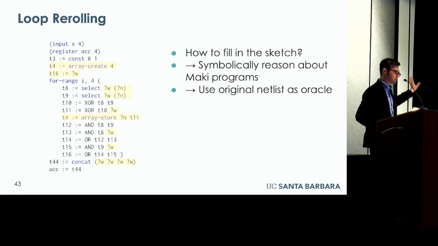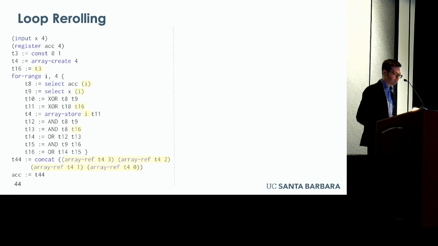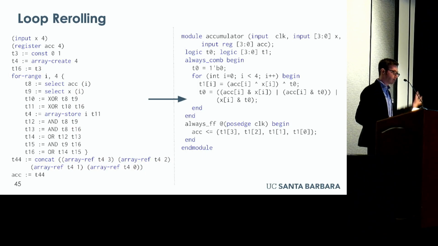The details for sketch generation are in the paper. I had to skip over some of the details there. So this is that sketch that we had with all the holes filled in. Using Rosette, we were able to prove that this solution is semantically equivalent to the netlist, and we can directly translate that to SystemVerilog. And if we squint, that looks pretty similar to what we started with.